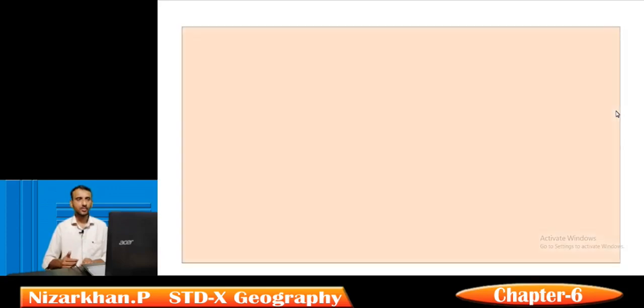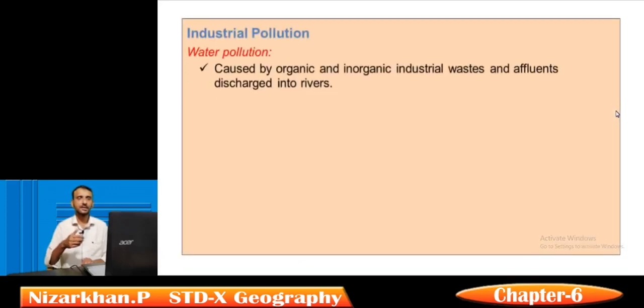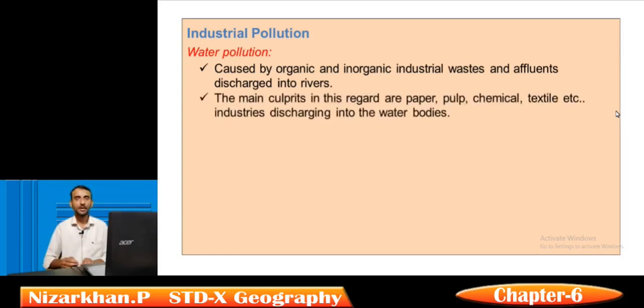Then the second one, water pollution. It is caused by organic and inorganic industrial waste and effluents discharged directly into rivers without any proper treatment. The main culprits in this regard are the paper, pulp, chemical, and textile industries discharging into the water bodies.